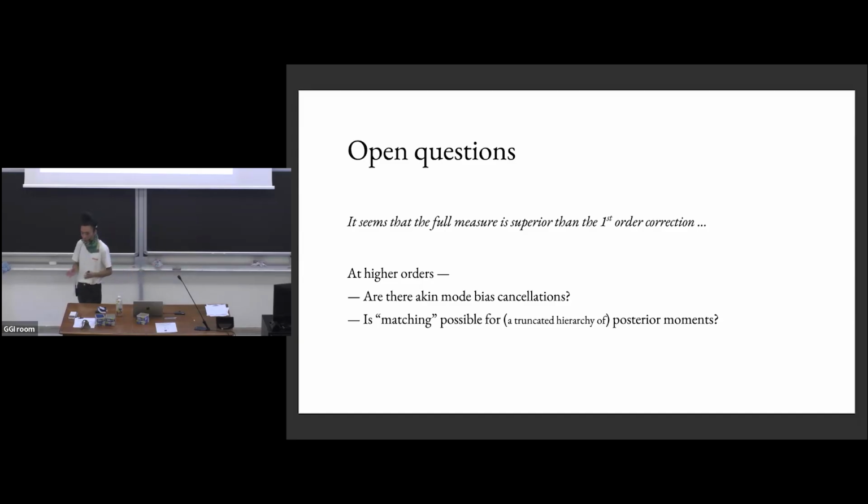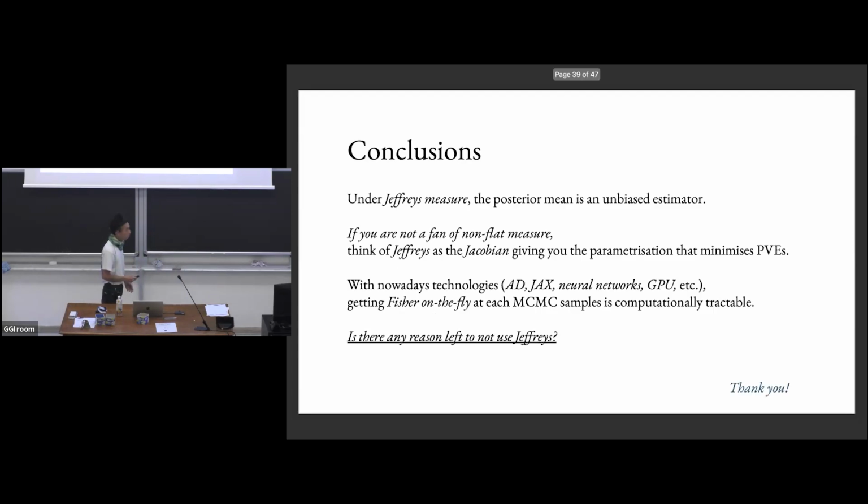And I'm saying this because it seems to me that what we care about in the end when quoting a number, a credible interval, is just the first few moments: a mean, some variance, and maybe some asymmetry. So I stop here. Thank you.